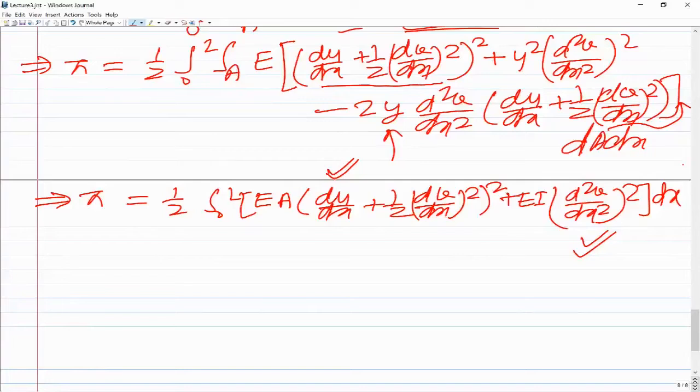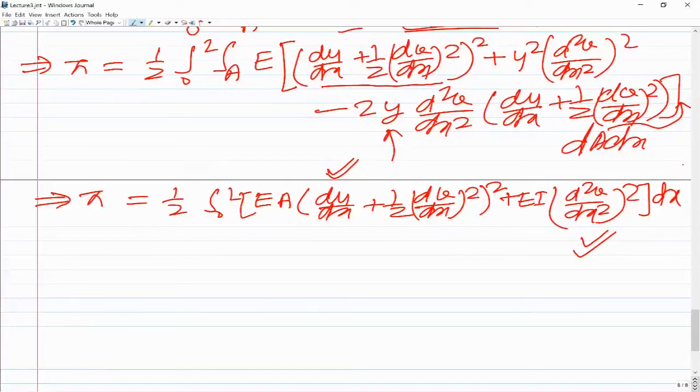Yeah. So, are there any questions on this? So, this is how, with the typical examples, I have demonstrated how to write the weak form, integral functional, primary and secondary variables and so on.